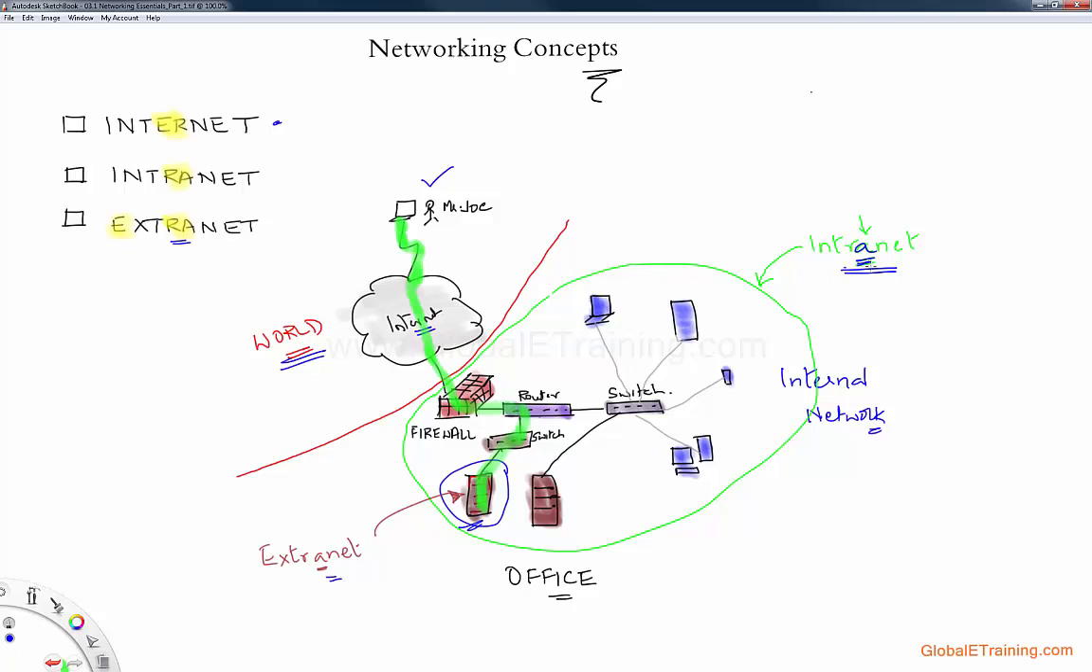So intranet is your local office network. Internet is everything else out in the world that's connected. Extranet is a subset of intranet that is allowed to be accessed from an external network, from outside primarily. Now let's get to the term: what the internet is.